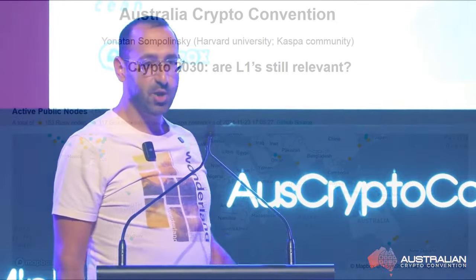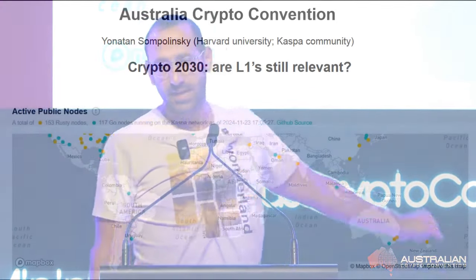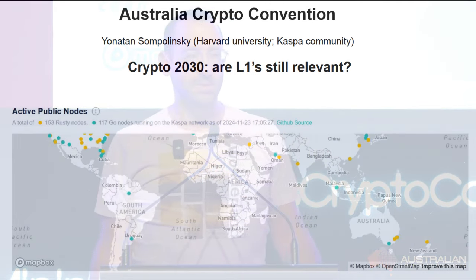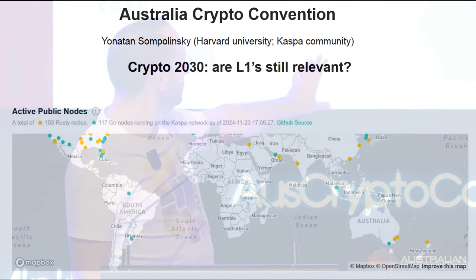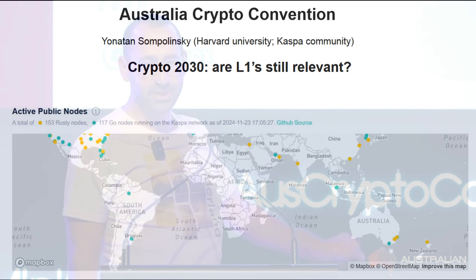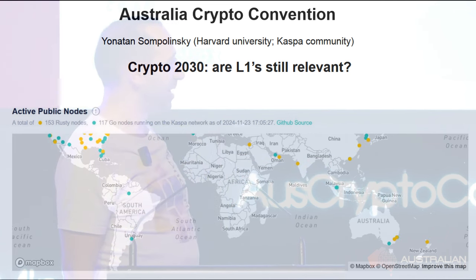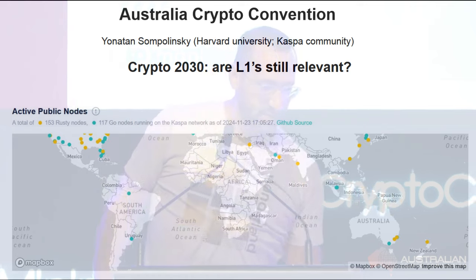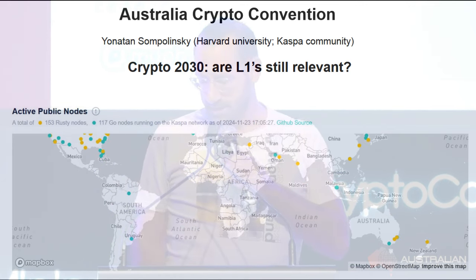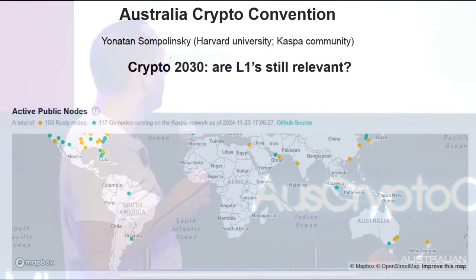So, Australia Crypto Convention. This is my first time in the Southern Hemisphere. It's very exciting. And I chose the title about Crypto 2030. But before I get into the talk, this is a depiction of active full nodes of Kaspa, and you can see Sydney is contributing its share. So, applause to the active full nodes of Sydney.